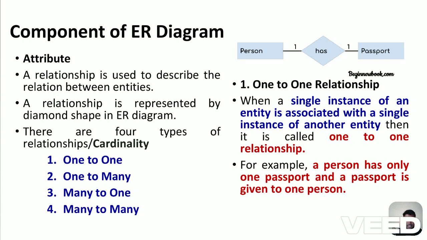And there are types of relationship, or we can say cardinality. So one to one, one to many, many to one, many to many. These are the types of relationship. One to one relationship, this is the simplest example. Like one person has only one passport, so when a single instance of an entity is associated with a single instance of another entity, then it is called a one to one relationship.